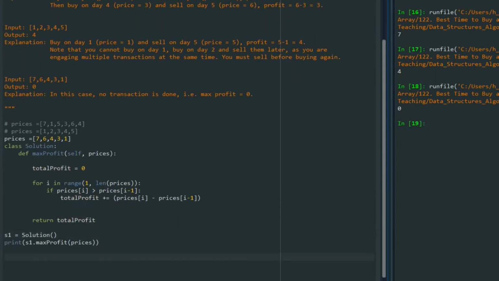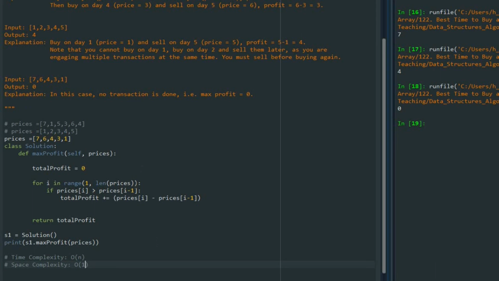So the time complexity of this problem is what? It is order of n, because we only go through the list once. That is this for loop that we have. And the space complexity is what? It is 1, because we are not making any arrays or any structure to record the data. It's just a simple comparison.